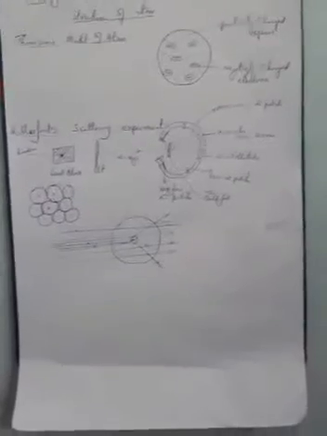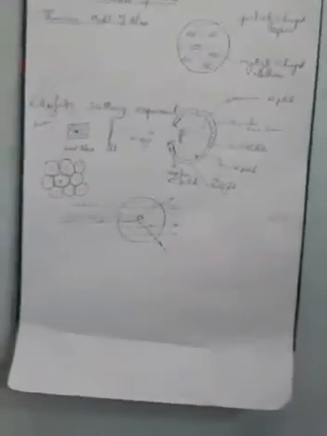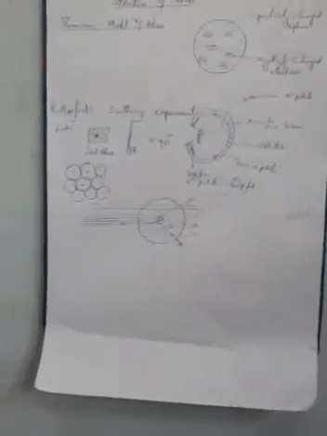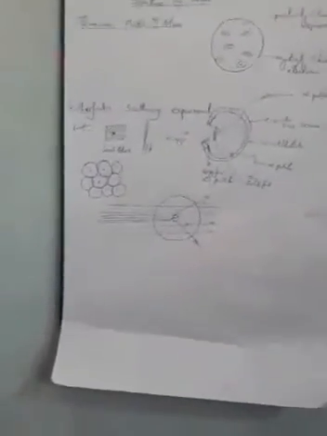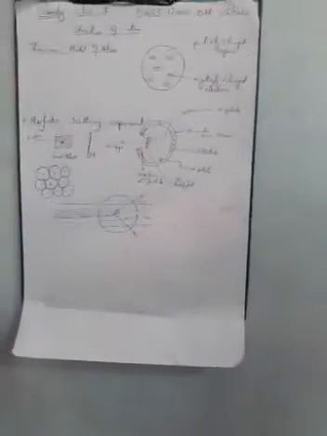it was Lord Rutherford in 1911 who carried out his famous scattering experiment to know the position of these particles. Now, what he did, he got alpha particles.